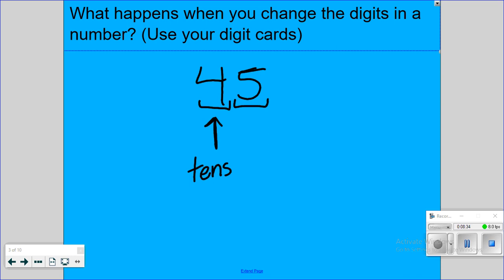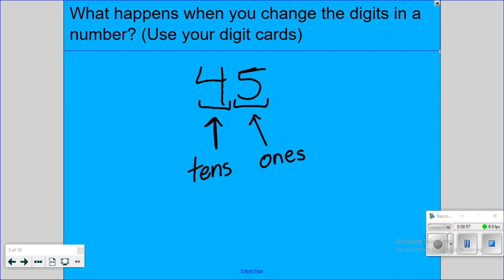Wait, do you mean the value thing? Yeah, I did that. If it's in this place, our last place, that's telling me how many ones I have.